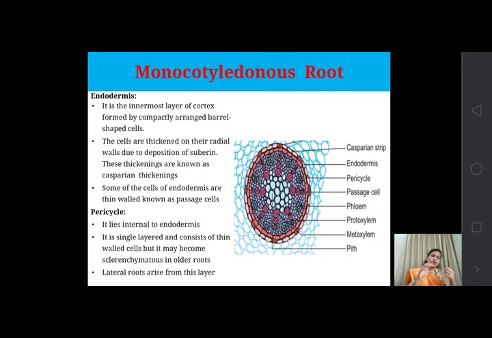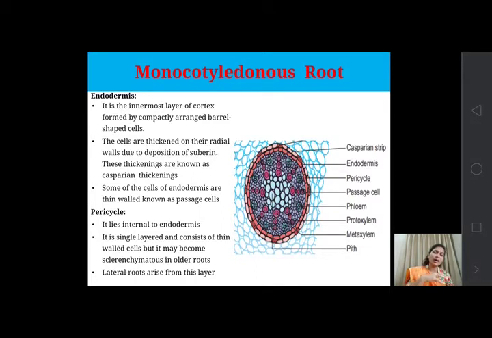So you can easily see the Casparian strips of the endodermis, then the endodermal barrel shaped cells, then you can see in this picture the passage cells also. Then you can see the pericycle region, that is placed just inside the endodermis. So this is about up to the pericycle.